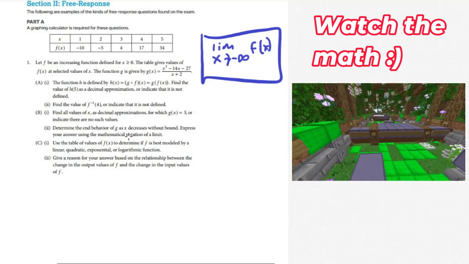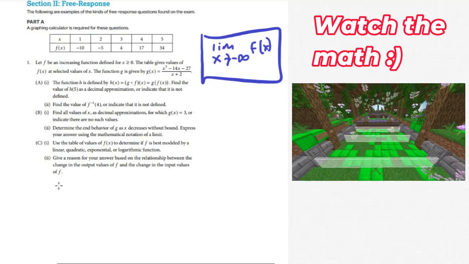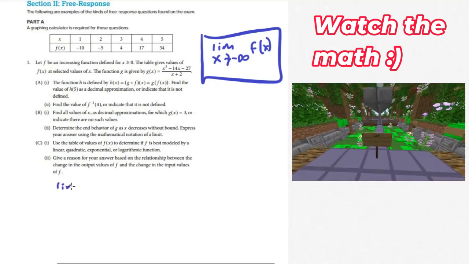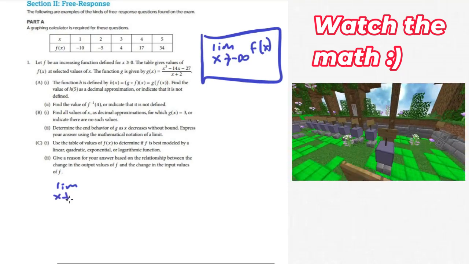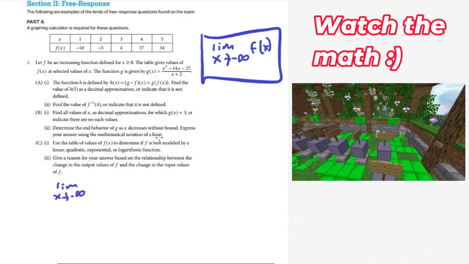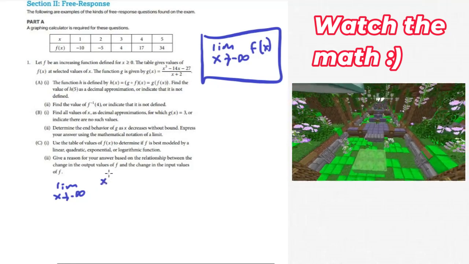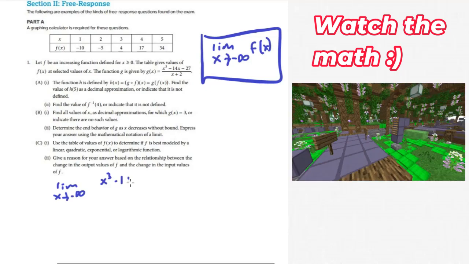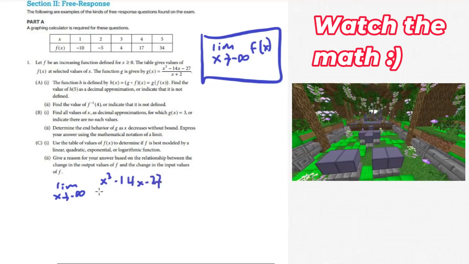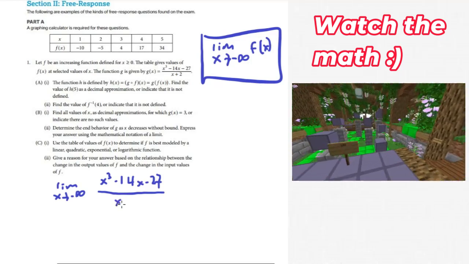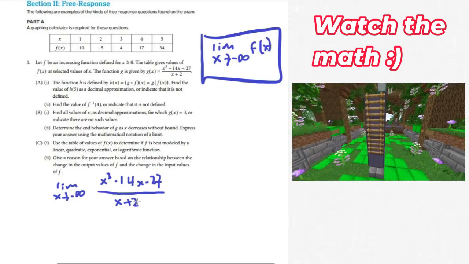Okay, so we're going to express it for g of x. Same thing: we're going to say the limit as x approaches negative infinity of g of x, which we might as well just plug in here, minus 14x plus 27, and then we have divided by x plus 2. Okay, so now we're finding the limit of this.